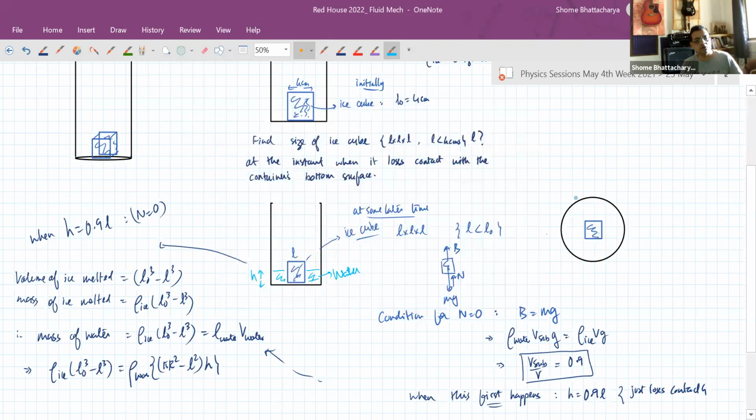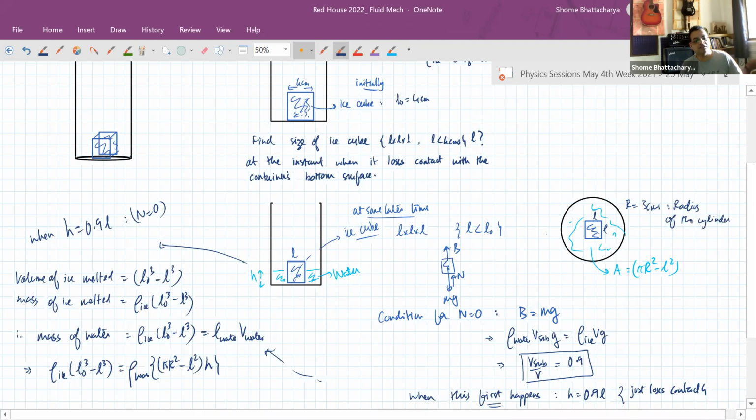And the water is around over here. So this area of cross section that the water is occupying is equal to pi r square minus L square. That's why the volume of water that I've taken is this into H. So R is equal to 3 centimeters, the radius of the cylinder.